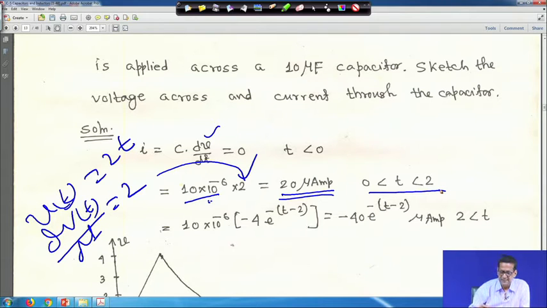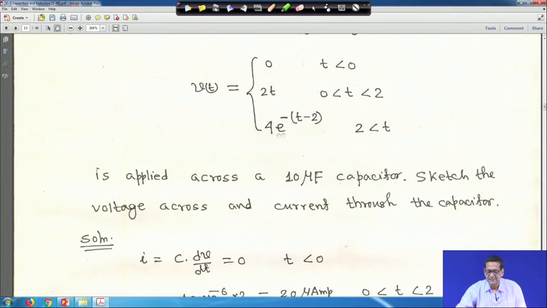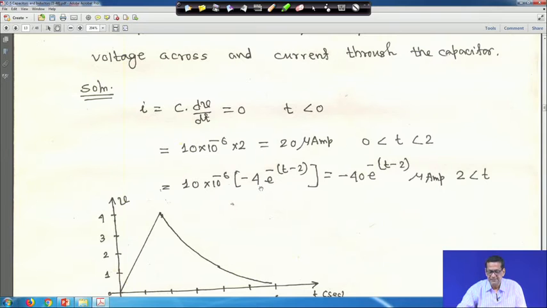And now similarly, you take the derivative of this expression, V(t) is given as 4 e to the power minus (t minus 2). If you take the derivative, it becomes minus 4 into e to the power minus (t minus 2), and C is 10 to the power minus 6. So it is equal to minus 40 e to the power minus (t minus 2) microampere for t greater than 2. This way you calculate: all V's are given, just take the derivative.